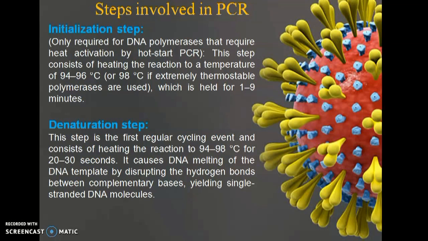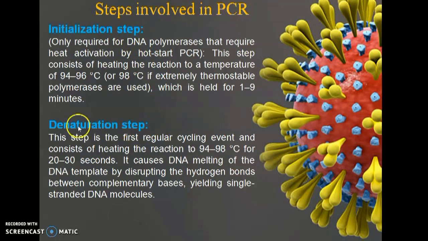The 3 main steps involved in the PCR are denaturation, where the double-stranded DNA is separated into single-stranded DNA; the second one is annealing, where specific primers are used; and the third one is extension, where the actual DNA amplification takes place. These are carried out a number of times, and together these 3 constitute a single cycle. We are going to discuss them in detail.